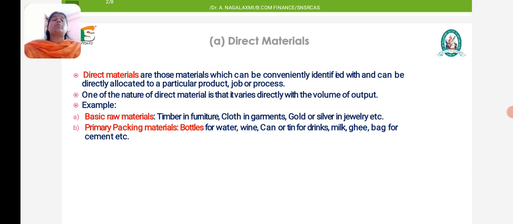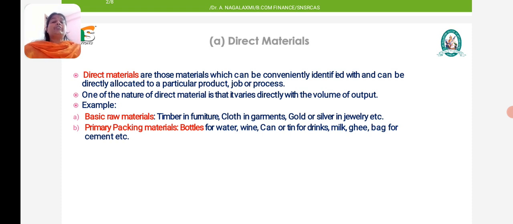First we should know what is meant by direct material. Direct materials are those materials which can be conveniently identified with and can be directly allotted to a particular product, job or process. So direct material means all the materials that can be conveniently identified and directly allotted to a particular product, job or process. What are all the materials used directly in manufacturing, those materials are said to be direct material.